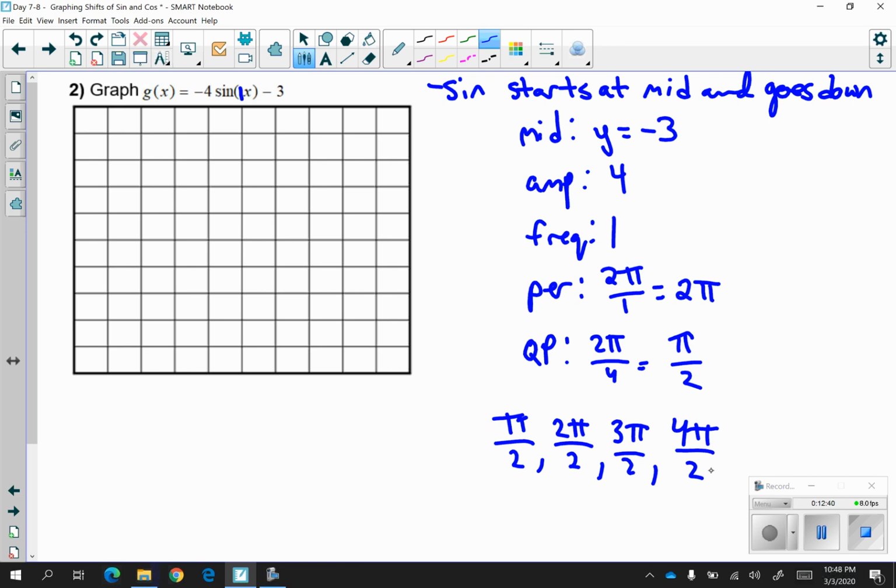We want to go down to -3, and sorry, -3 is our midline. We didn't find the max or min, so we have to find that as well. Your maximum value is going to be -3 plus 4 to be a maximum value of 1. And your minimum value is going to be -3 minus 4. So we need to go down to -7.